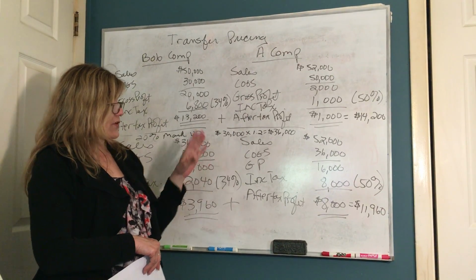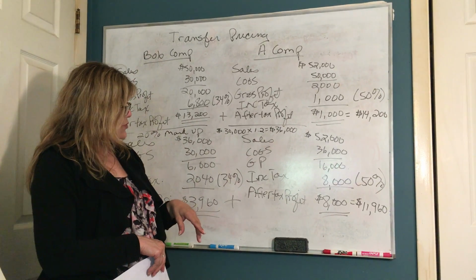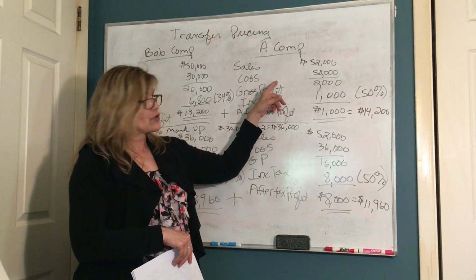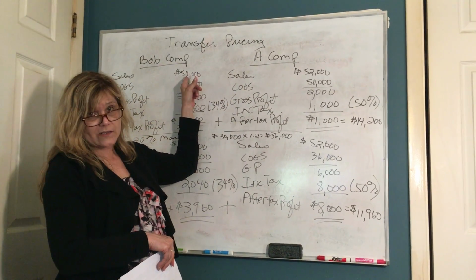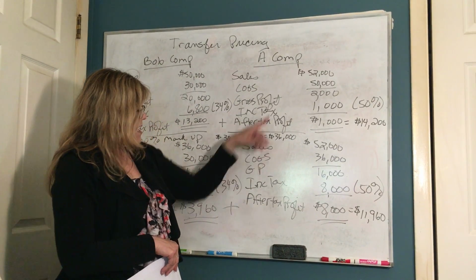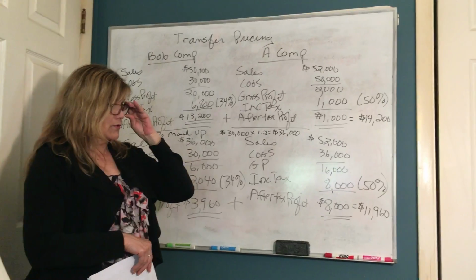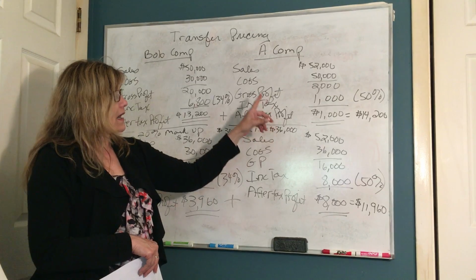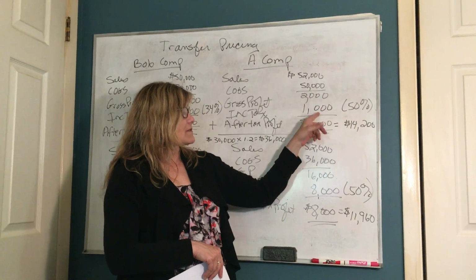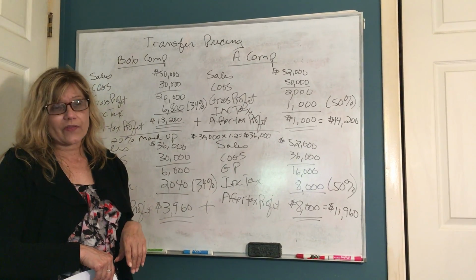Here is A company. They're going to go out and sell it in their country, and they already told us they can sell that inventory for $52,000. The cost to A company for this inventory, remember they paid Bob $50,000, so their cost of goods sold is $50,000. The gross profit is the $52,000 minus $50,000, which is $2,000. A company's tax rate is 50%. So $2,000 times 50% is $1,000. Their after-tax profit is $1,000.